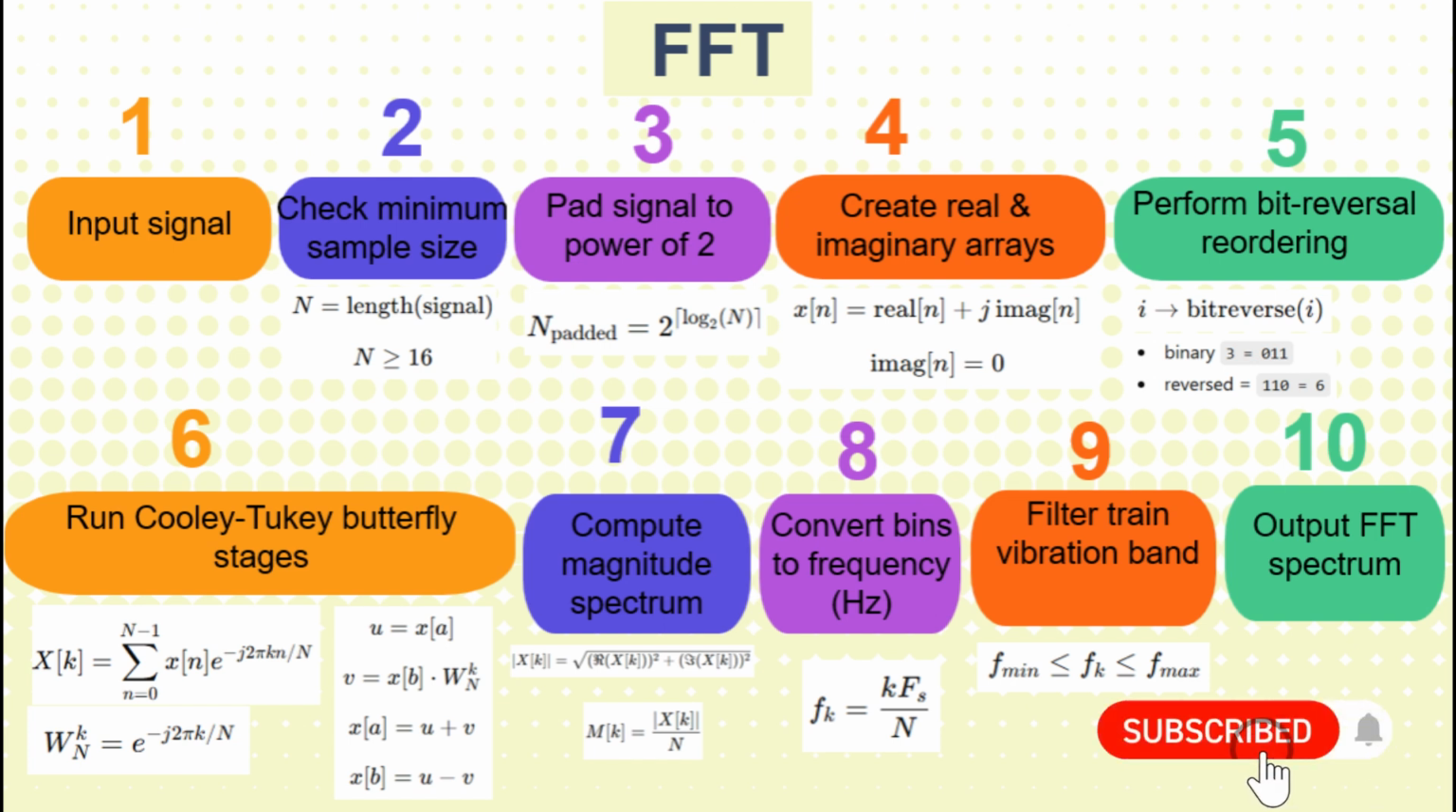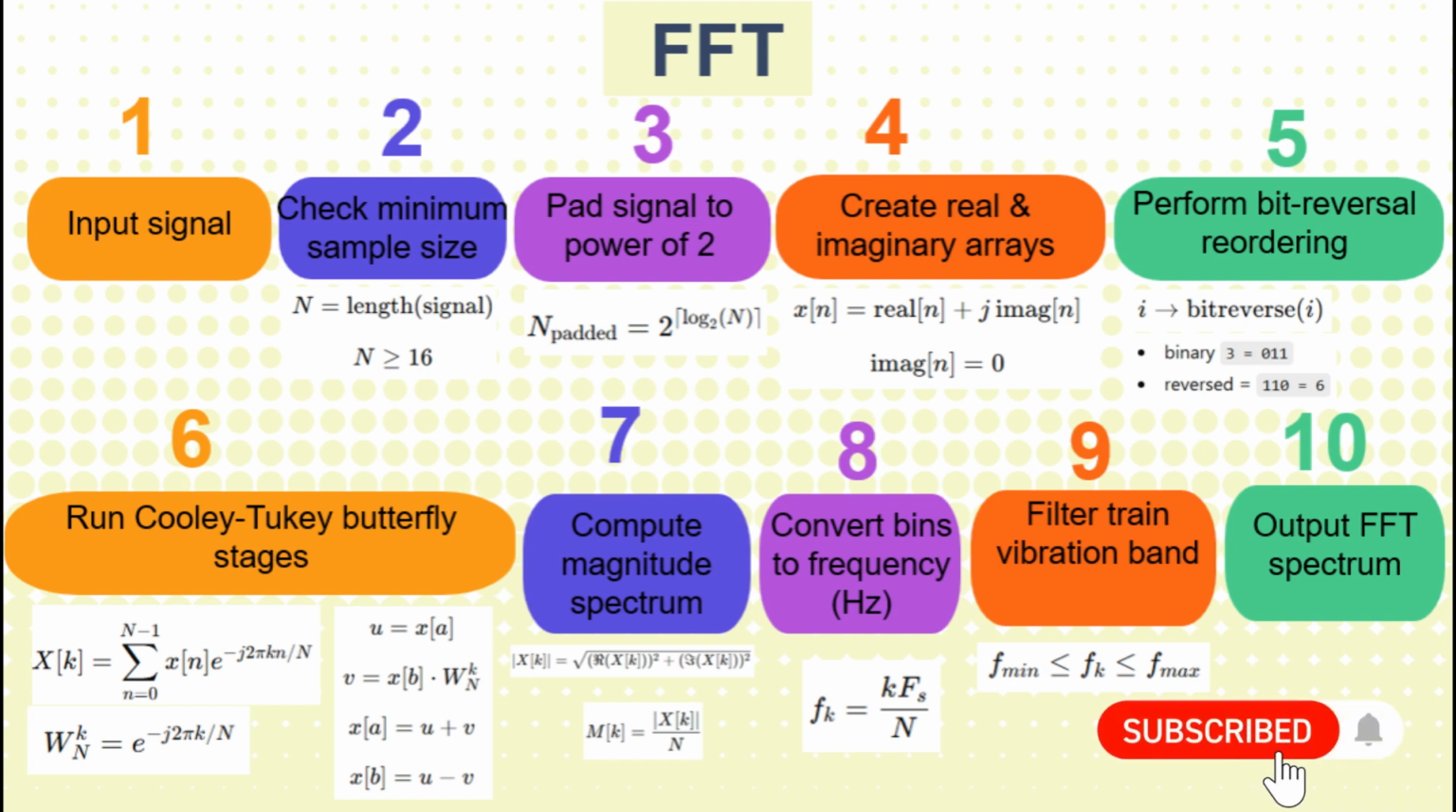Next comes the main FFT calculation, called the Cooley-Tukey butterfly stages. Once that is done, we compute the magnitude spectrum to see how strong each frequency is. Then we convert FFT bins into actual frequency values in Hertz.